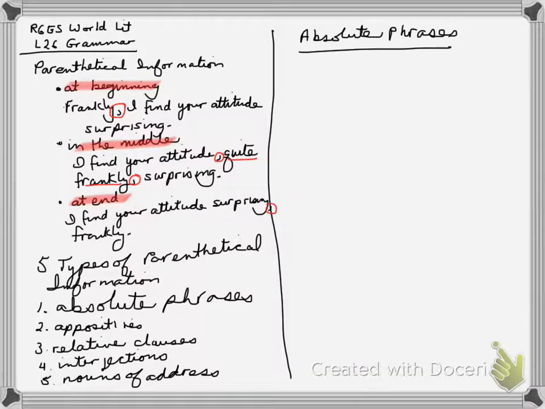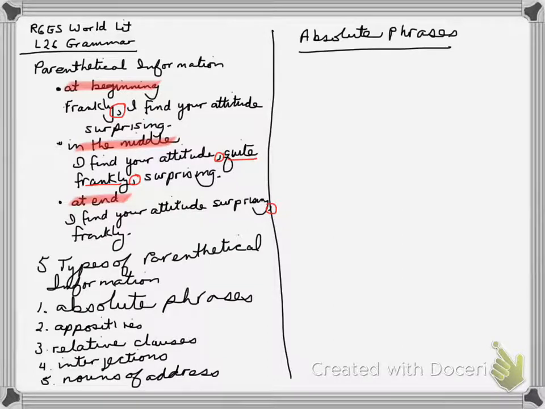So we usually use absolute phrases at the beginning of a sentence to introduce additional information, or at the end of a sentence to provide a final comment on the sentence as a whole. However, it is also possible to use an absolute phrase in the middle of a sentence to highlight or put extra emphasis on the extra information. For example, "The test finished, Jason heaved a sigh of relief."